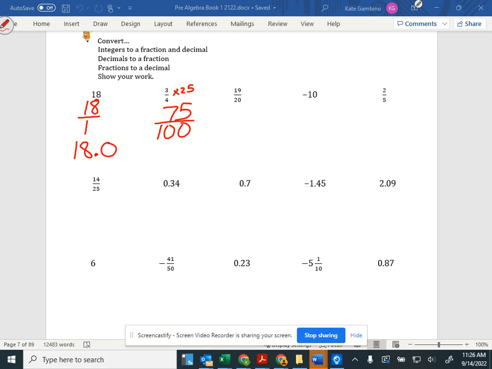It says show your work. So my showing my work is I put what I was multiplying it by. Okay. We don't want to just do mental math. Show your work, so if you get it wrong, we can see where you went wrong.